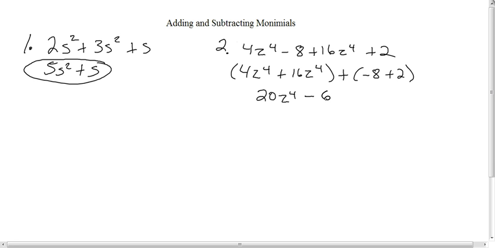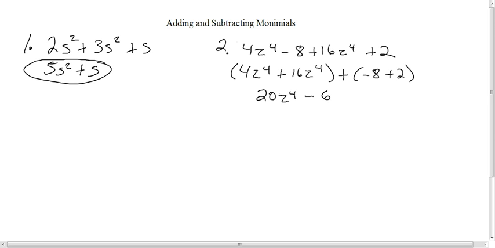Then we have a -8, and we're going to add to it a +2. So we know our integer definition says you take the absolute value of the larger, subtract from it the absolute value of the smaller, and use the sign of the larger. That'll give me 20z to the 4th minus 6. Pretty simple. Let's take a look at a couple more prior to actually looking at the concept for actual polynomials. We're just warming up here.